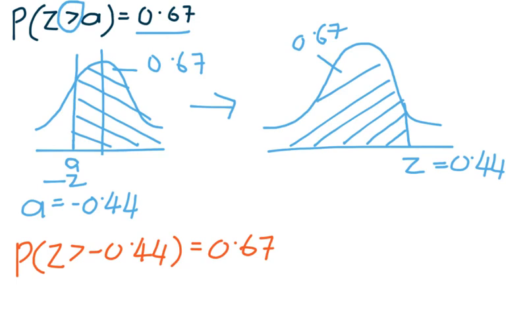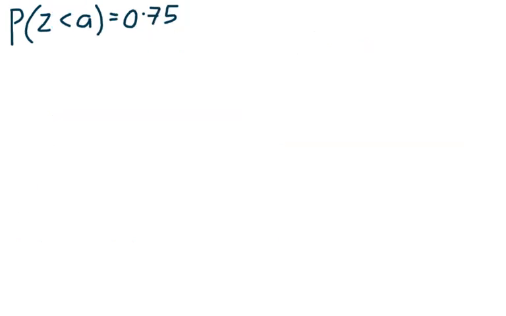Alright, so let us go with the last example, which is probability of Z less than A equals 0.75. Still the same thing. First step, we need to draw the standardized normal distribution with the shaded area. So we draw our standardized normal distribution. Again, we want to know whether we start from the left or the right. Look for the symbol. If it says less than, we start from the left. If it says greater than, we start from the right.